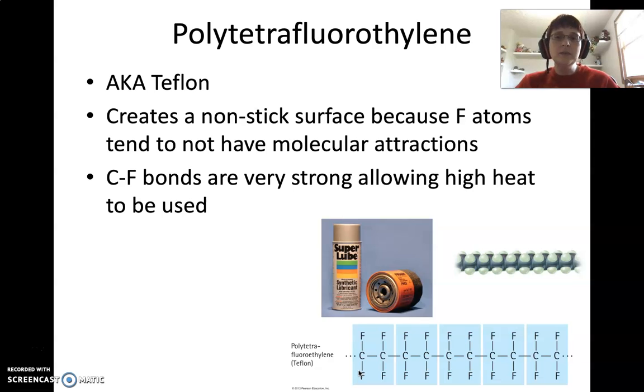The other thing is, because that carbon fluorine bond is very, very strong, this is what allows us to use nonstick pans at pretty high heat. So that bond is not going to come undone when we add heat to those pans.